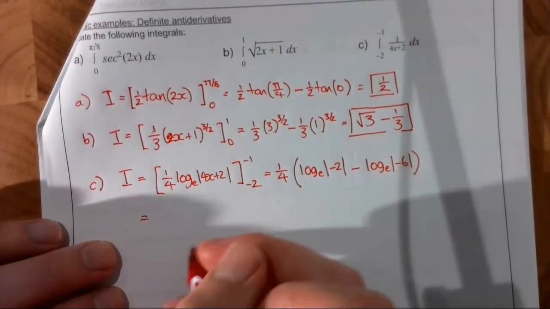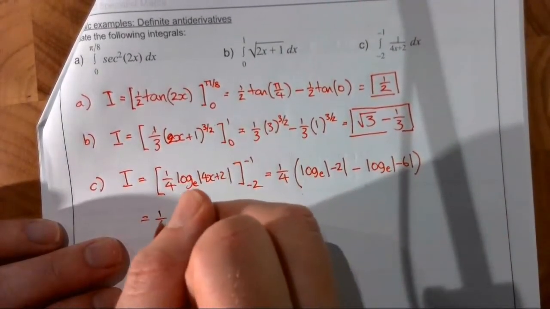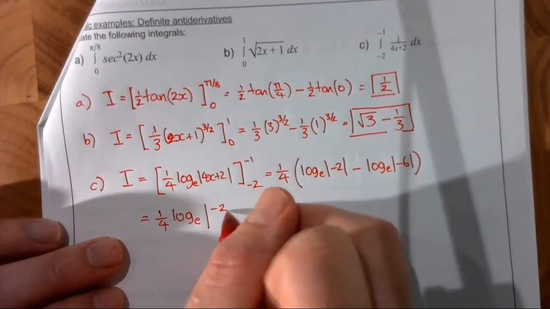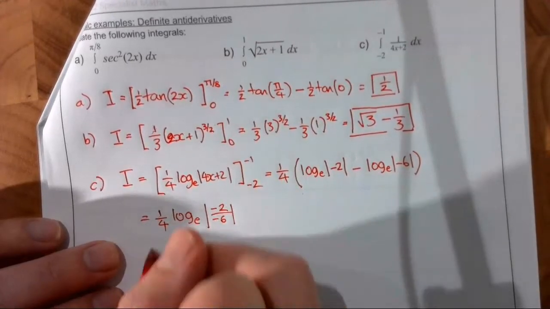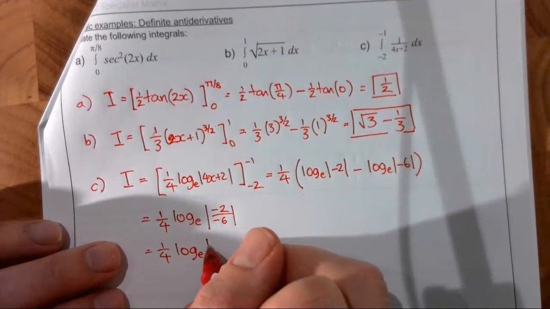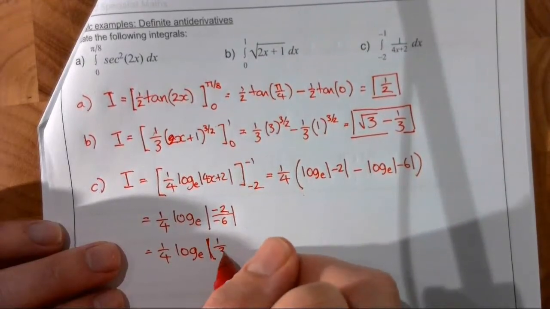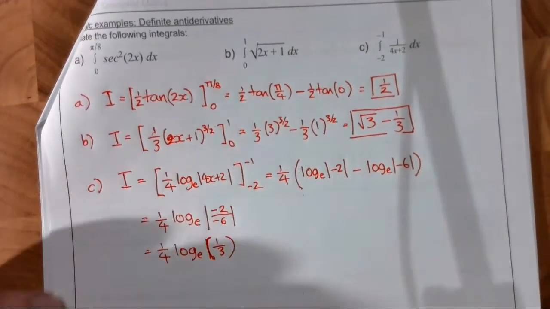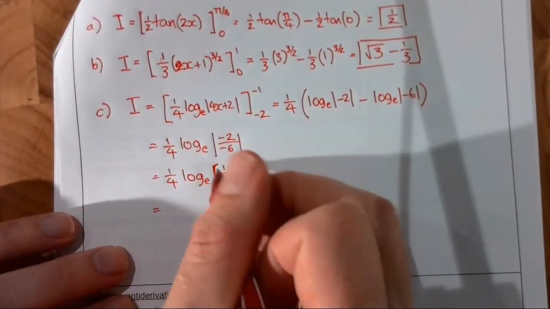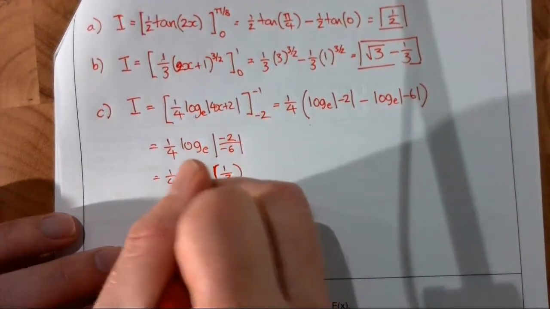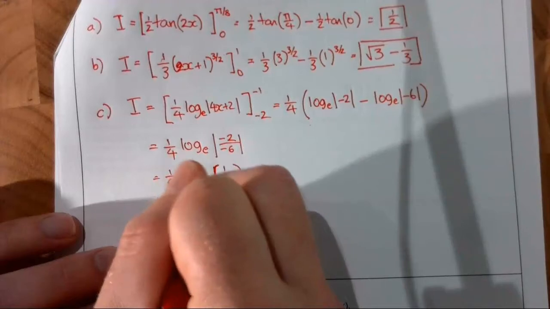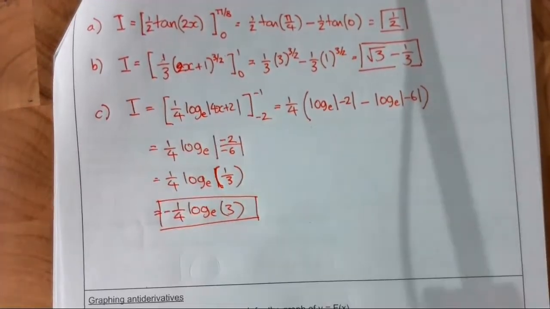So starting to simplify using my log rules, this is a quarter log e of mod minus 2 over minus 6. That's the same as a third, so it's a quarter log e of, it doesn't need to be a modulus sign anymore, brackets, a third. And a third is the same as 3 to the power minus 1, so this is minus a quarter log e of 3. And that's probably the nicest and cleanest solution.